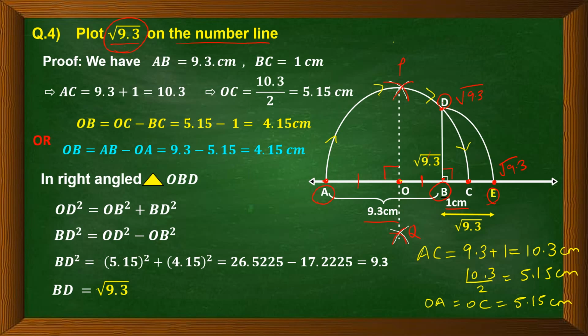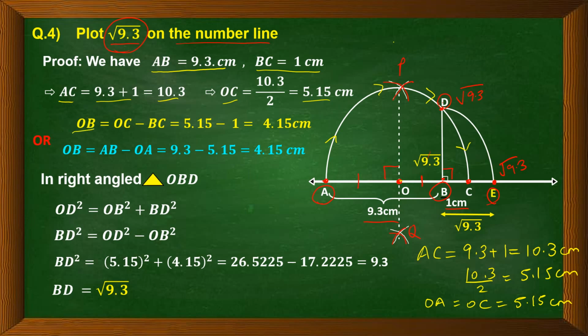Now let us look into the proof of why BD is root of 9.3. So first of all, AB we have constructed equal to 9.3 centimeter. Then we have extended B to C equal to 1 centimeter. So total length AC is 9.3 plus 1, which is equal to 10.3. Now OC is equal to half of AC, which is half of 10.3, which is equal to 5.15 centimeter.